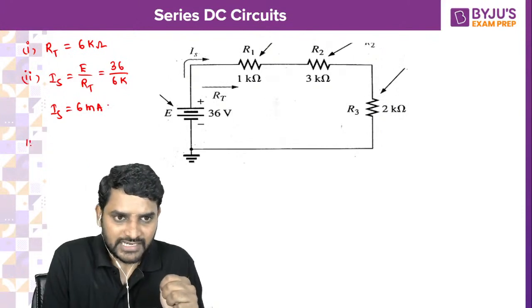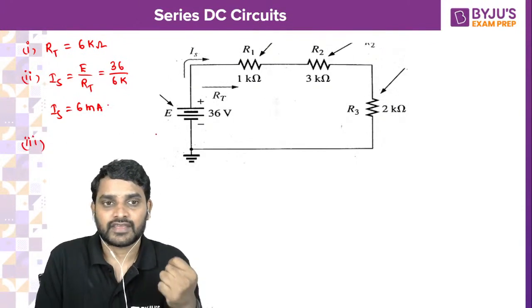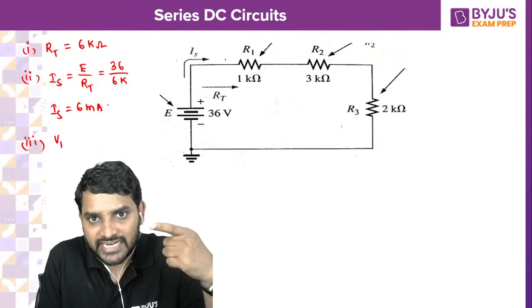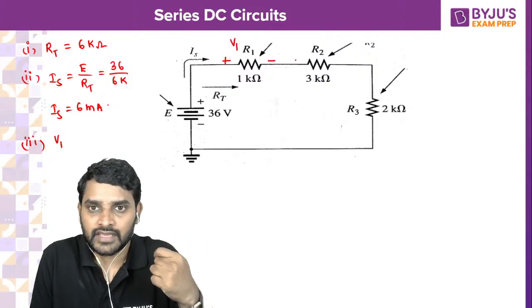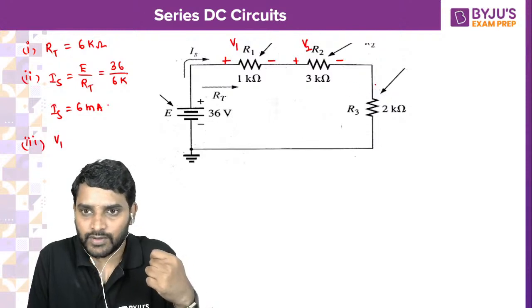If this is 6 milliamperes, now tell me what is the voltage across each and every resistor? Voltage drop across each and every resistor. Be careful. Current is flowing in this direction. So positive polarity, negative polarity. Let us assume this as V1. Positive polarity, negative polarity. Let us assume this as V2. Positive polarity, negative polarity. So this is going to be V3.